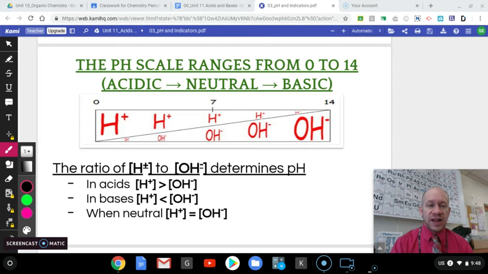In acids, the hydrogen ion concentration is greater than the concentration of the hydroxide ions. In bases, the hydrogen ion concentration is less than the hydroxide ion concentration. When it's neutral, the hydrogen ion concentration is equal to the hydroxide ion concentration.